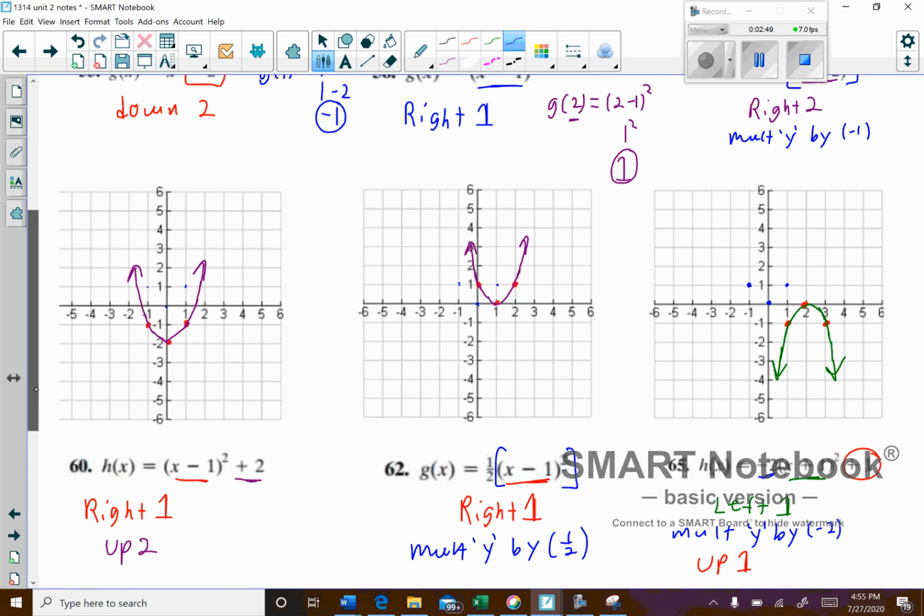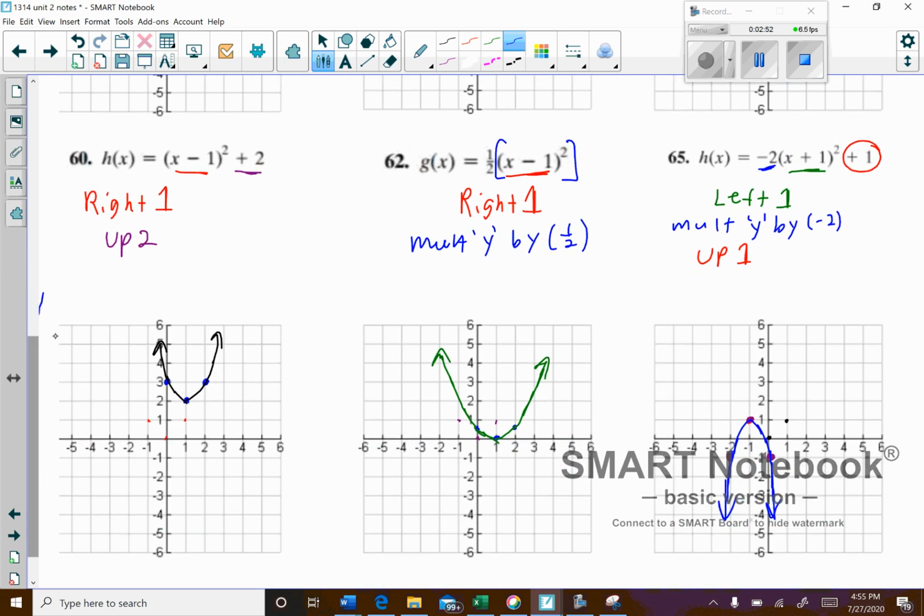Let's look at a couple more of these. The transformations don't really change. We're just going to use different shaped functions. So this one, we're going to go right 1 and then up 2. This one's right 1, and then all the y values are multiplied by 1/2. So it causes a shrinking vertically, but instead of saying shrink by 1/2, I just say multiply y by 1/2 because that's how you apply the description. So that's what I like to do.